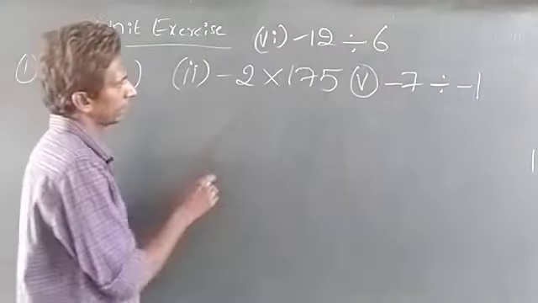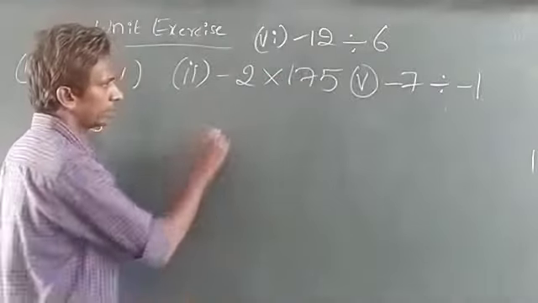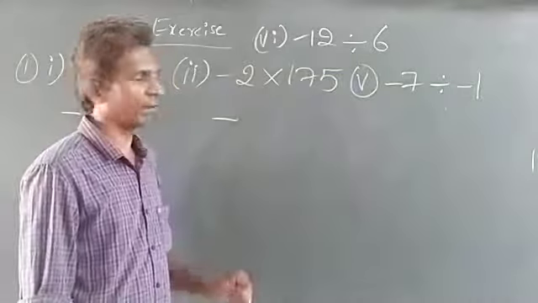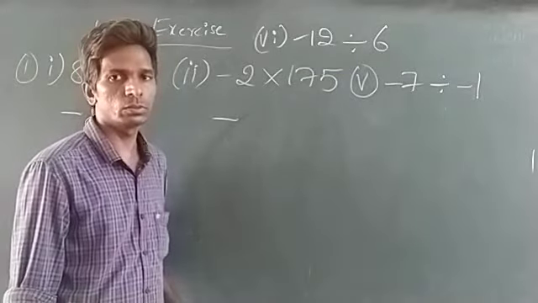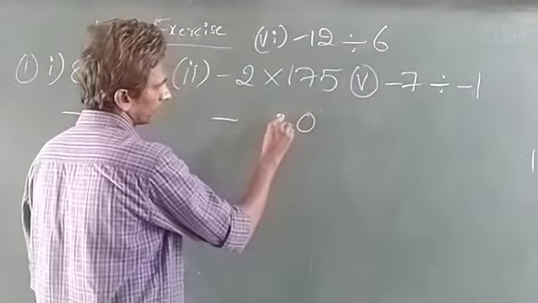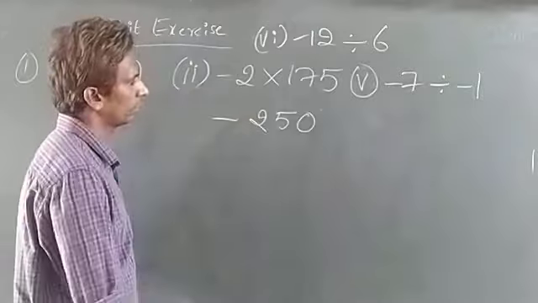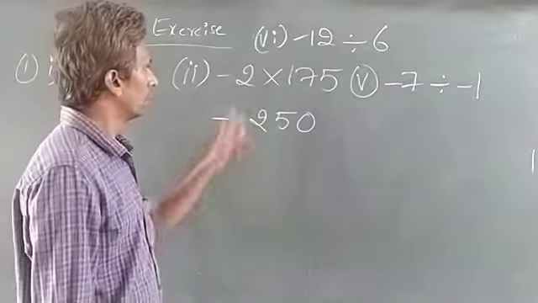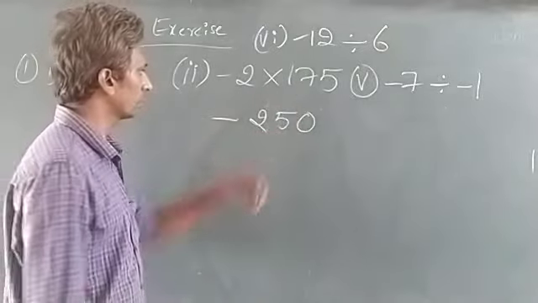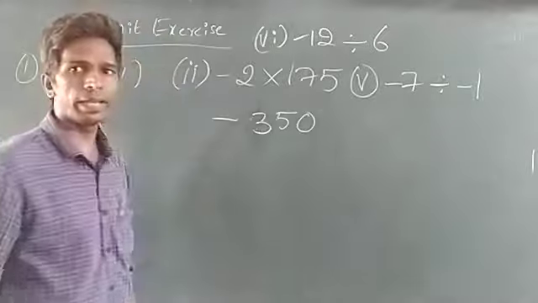Next one, second one, see. Minus into plus. It will become minus only. So 2 into 175. 5 twos are 10, 7 twos are 14, and so it will become minus 350.